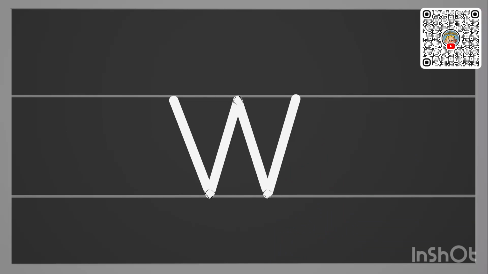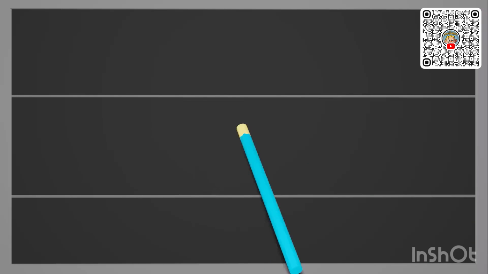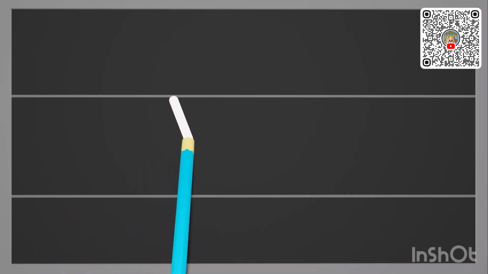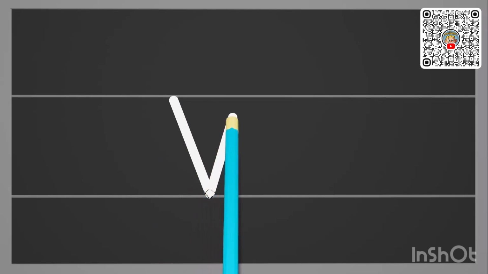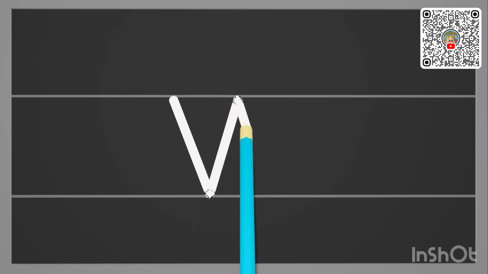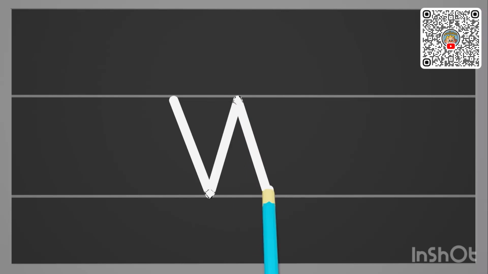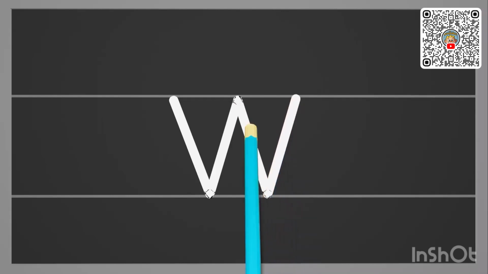Small w. Start from the middle and make a slanting line down to the right and then make a slanting line up to the right. Now make another slanting line down to the right and lastly make one more slanting line up to the right. Small w.